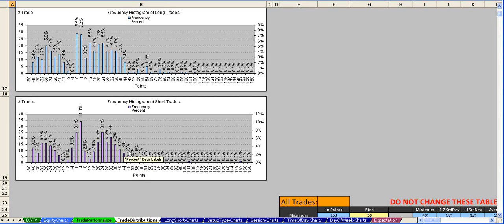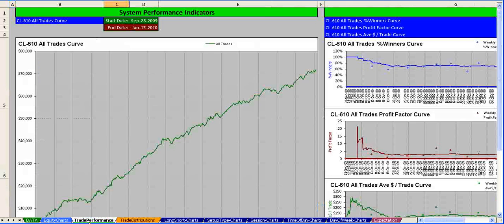Hopefully you have a system that's well balanced, and you could pretty much look at a glance and see how the wins and losses are very similar on both all my long trades and all my short trades. Real valuable information.